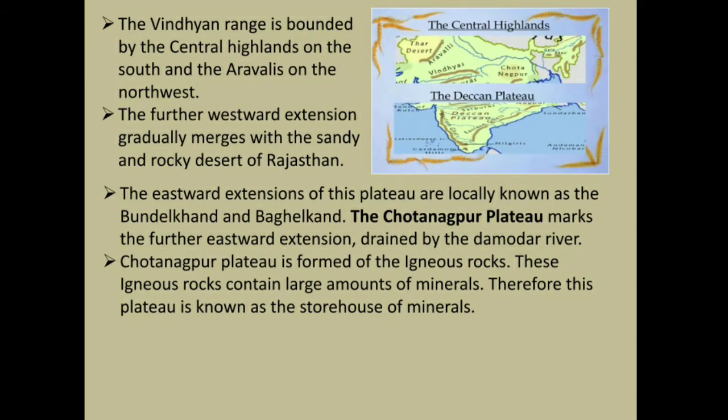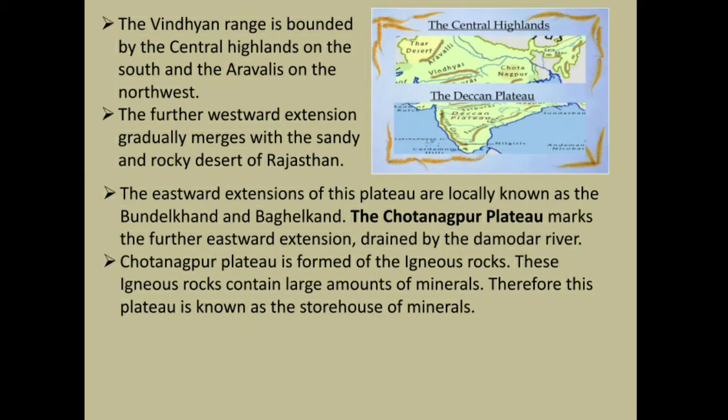The Vindhyan Range is bounded by the Central Highlands on the south and the Aravallis on the northwest. The further westward extension gradually merges with the sandy and rocky desert of Rajasthan. The eastward extensions of this plateau are locally known as the Bundelkhand and Baghelkhand. The Chota Nagpur Plateau marks the further eastward extension, drained by Damodar River.